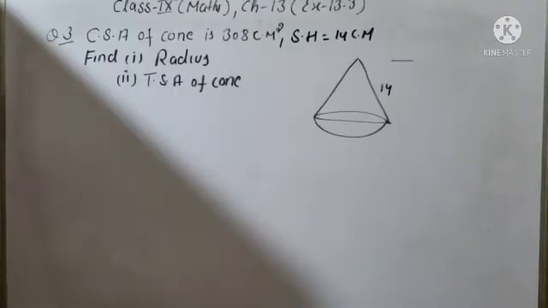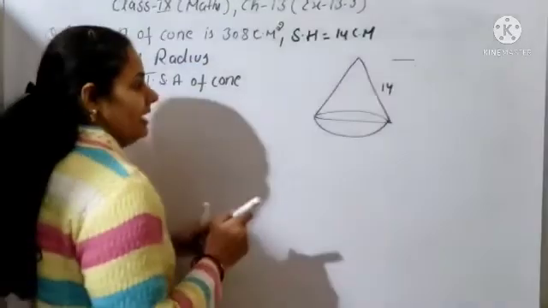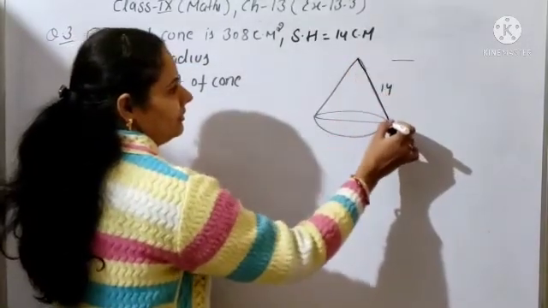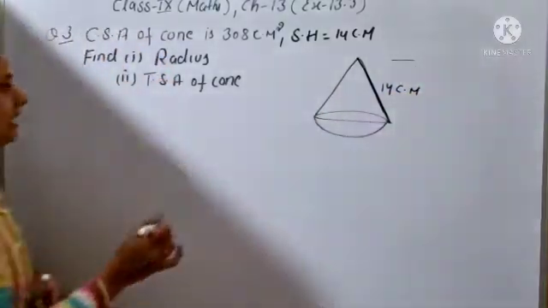Question number 3. What is given? The curved surface area of a cone is 308 centimeter square and the slant height of the cone is 14 centimeter. So first you will find out the radius of the cone, and in the second part you will find out the total surface area of the cone. Clear? So first of all, you can see in this question the curved surface area is given 308 centimeter square and the slant height of the cone is already given, 14 centimeter. So you will find out the radius here.